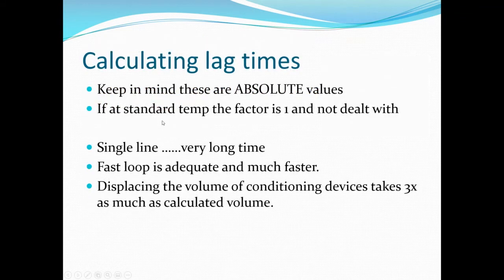Okay, so when we're calculating, keep in mind that these are absolute values. If at a standard temperature the factor is 1 and we don't deal with it, that would be pretty easy. But of course, what's the point of having the exercise if we're just going to give it to you in standard temperatures? That's why we make you do the standard / volumetric conversion. And it boils down to this. Single line torque generally takes a very long time. Fast loop is adequate and usually much faster. And displacing the volume of the conditioning devices takes 3 times as much in terms of calculated volume. So this is basically what we've proven up to this point in the lecture.